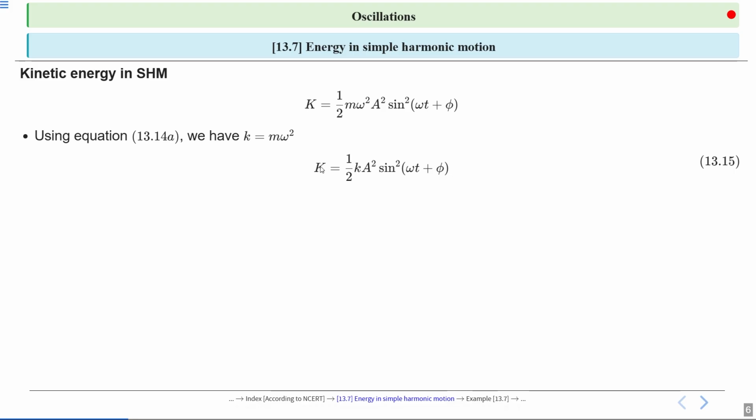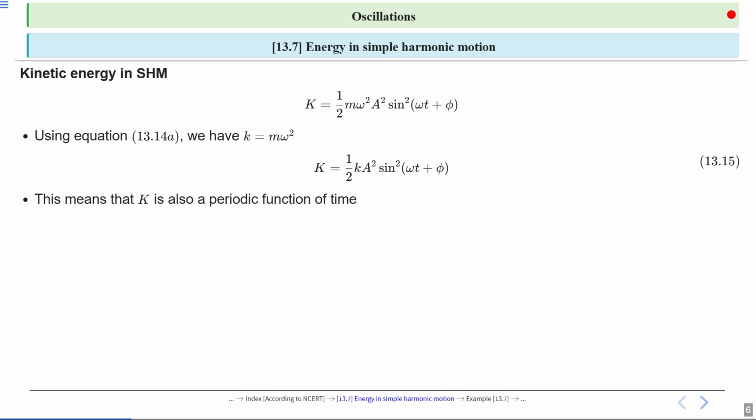So substituting, K is equal to 1 by 2 k a square sine square omega t plus phi. Listen carefully. Capital K is the kinetic energy, whereas small k is the constant. This equation 13.5 is very important. Now the kinetic energy is expressed using the spring constant k instead of mass and angular frequency.